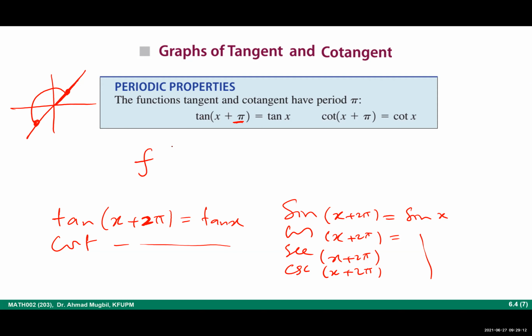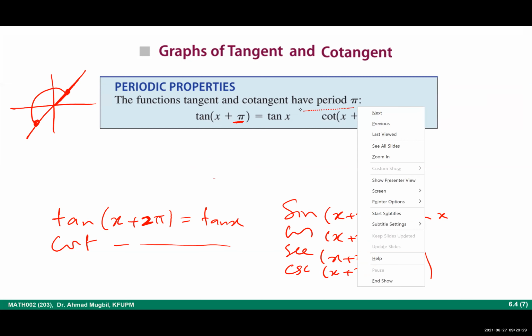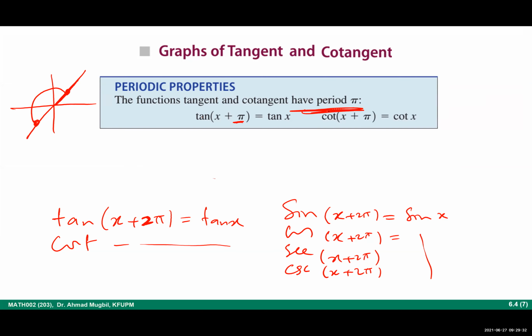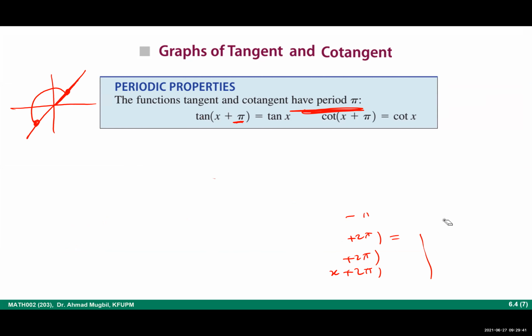And we defined the period: if you have a function that, when you add a number, you get the same function, the smallest positive number that satisfies this is called the period. So the smallest number in the case of tangent and cotangent is pi, not 2 pi. Because of that, these two functions have a period pi. So this is the first difference, and this will be so nice, guys. You will see how easy it is to sketch the graph of these functions because their period is only pi, as we will see.